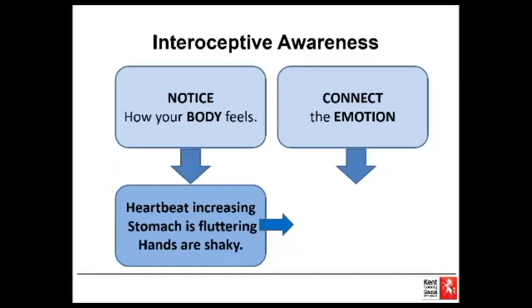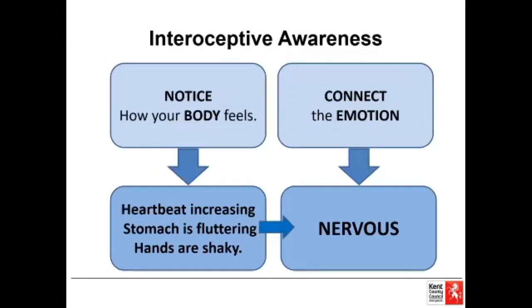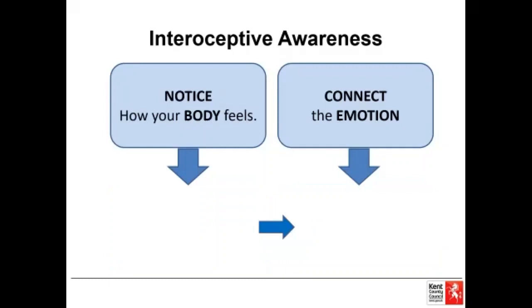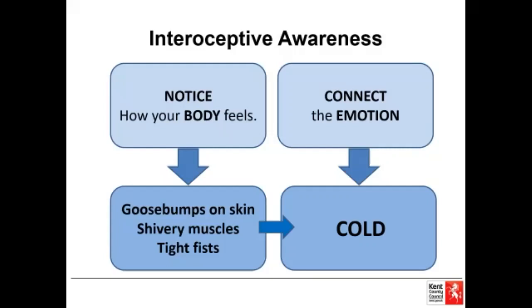So for example, this is actually me. You can probably hear my voice is slightly shaking. My stomach's fluttering, my hands are probably shaking a bit as well. Even though I've done lots of these, I always get nervous. Okay, so I'm feeling nervous. If you're thinking about another sensation and how your body feels, you've got goosebumps on your skin, tight fists, shivery muscles, well, you're cold. These are 2 simple examples of interoception awareness. And that allows you to use the information from your interoceptive sense to answer the question, how do I feel?